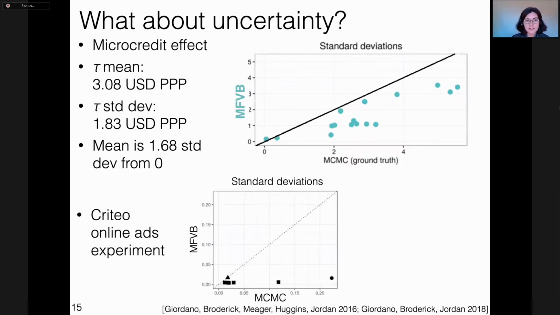And in fact, we see this in other areas as well. So this is the Criteo online ads example. And here, again, we're looking at standard deviations rather than means this time. And for each of our parameters, we're seeing that mean field variational Bayes is very much underestimating the posterior standard deviation. If we think that MCMC is doing the right thing, and there are various checks that make it likely that it is here, then it seems like mean field variational Bayes is just off, that it's just not getting these correctly.